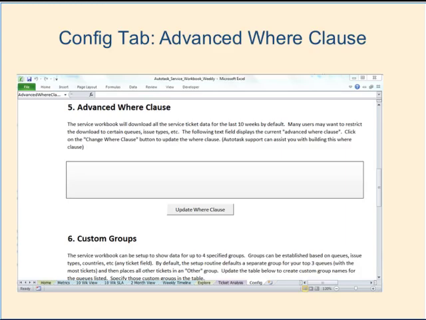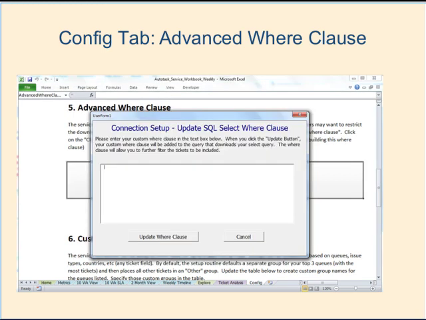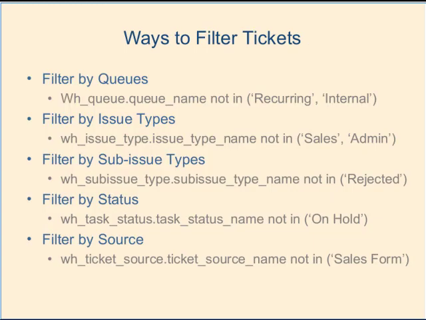Now, on the Config tab of the Service Workbook, we provide a section for an advanced where clause. When you click on the Update Where Clause button, you're presented with the following form. And in the form, you can enter the SQL statement to filter out your results. Now, the most common thing that people want to do is filter out queues. So we've provided you the actual statements that you would use based on what you need to filter out. Because what we're really doing is modifying the SQL statement that the workbook uses to go out to the data warehouse, and we're adding this onto the where clause.